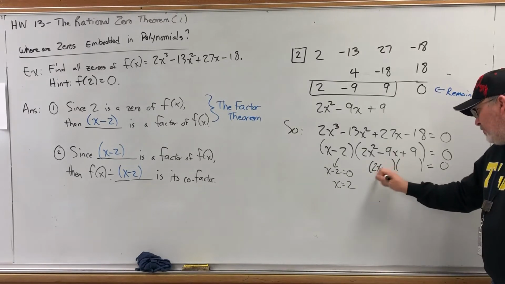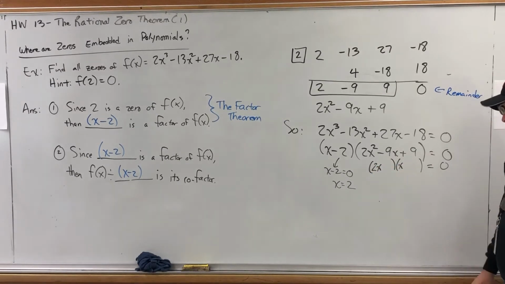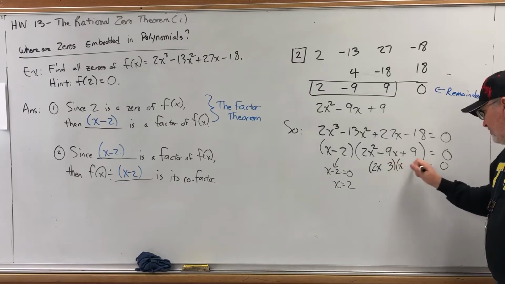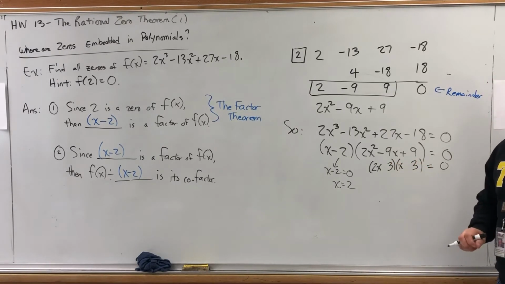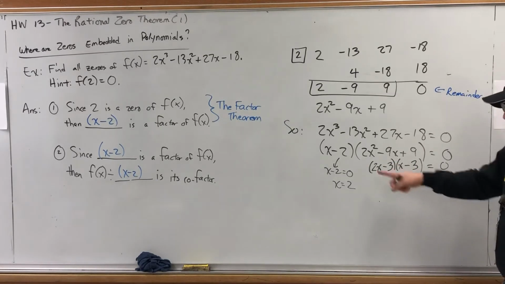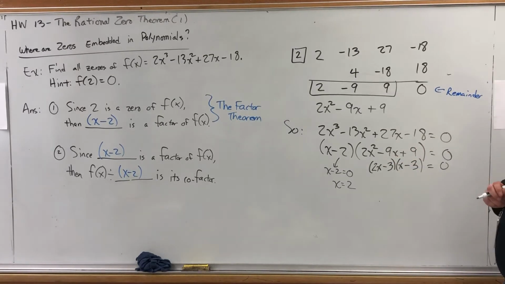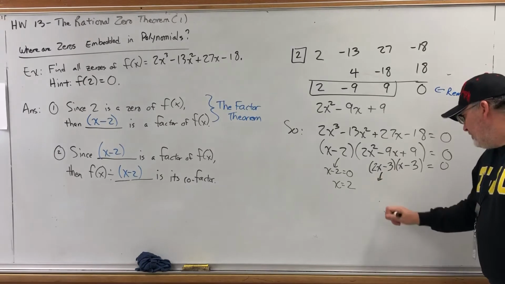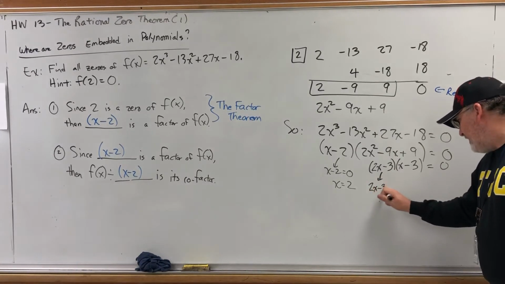2x and x will be the first term in each parentheses, a pair of 3's as the last term in each factor, and I believe both will be minus. Give me a second to FOIL it to make sure that it's correct. It is. So one factor is 2x minus 3.